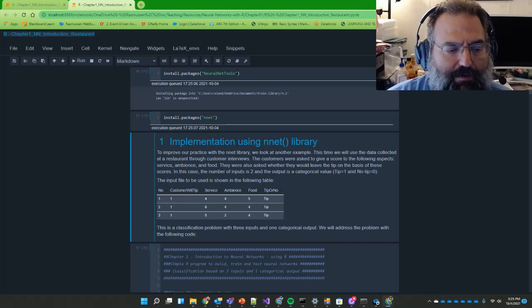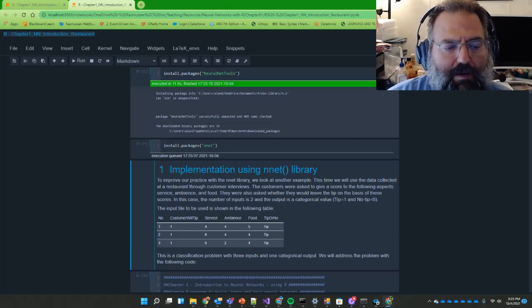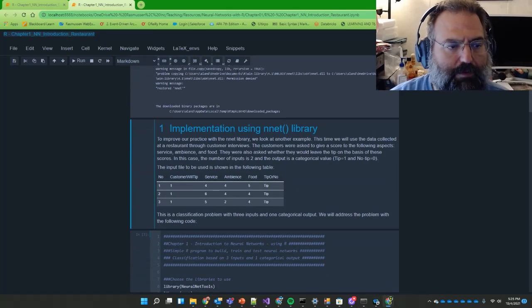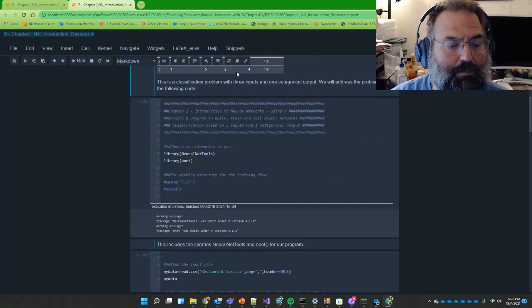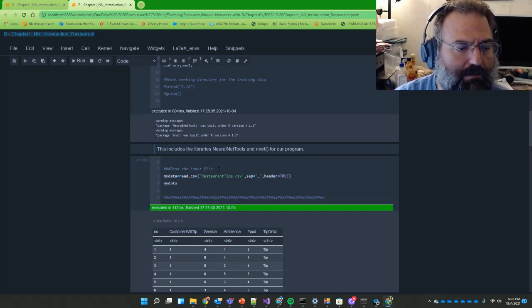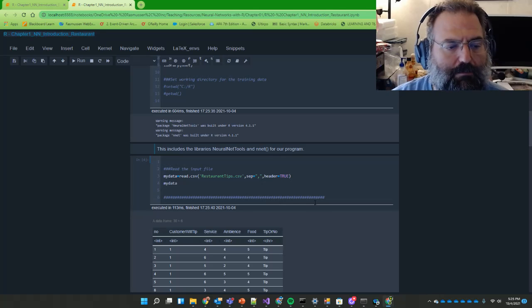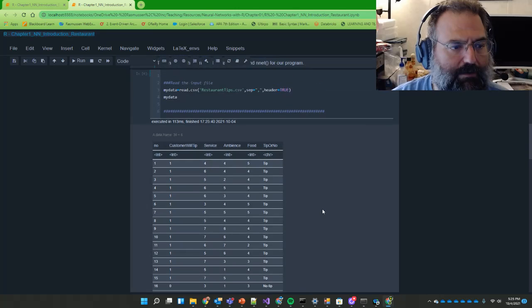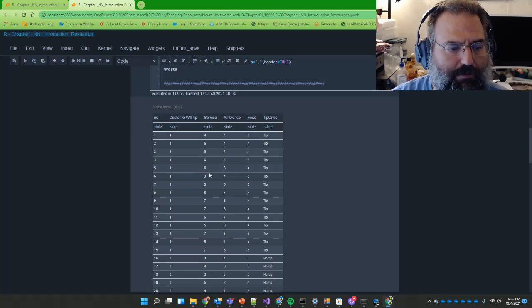So we have a value, customer will tip. We have a series of attributes which likely contribute to that outcome, right? So how good was the service? What's the ambience like? How good was the food? And with that, we can basically construct it. I'll bring in the libraries that we just made sure are still loaded, and then we can read in the file restaurant tips, and then we can take a look at it here, and we can see the various values.